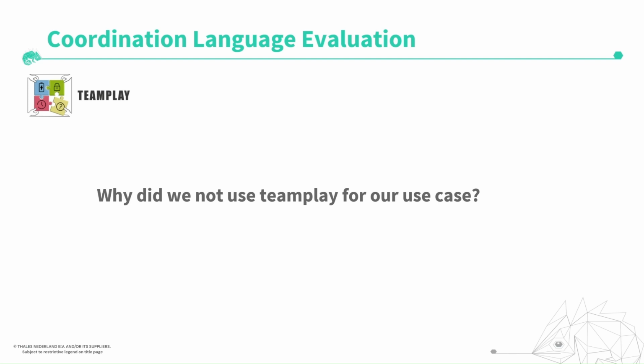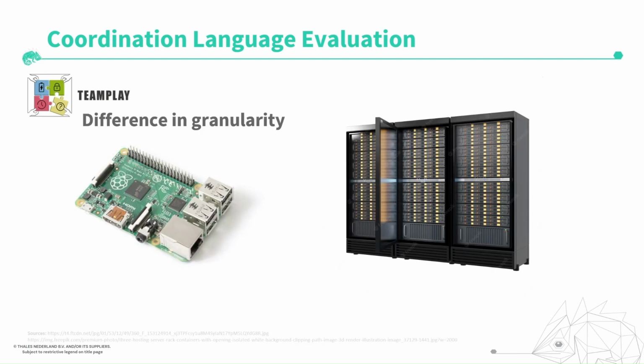So all of this begs the question, why did we not use the coordination language to implement our use case? The first reason is a difference in granularity. Team play is designed with the environment of multi-many-core heterogeneous platforms in mind, with the goal of minimizing the chance of failure in a single core and simultaneously maximizing the lifetime of the platform, whilst a typical naval radar has entire server racks of available resources, each of which has many cores, making the failure of a single core negligible. Thales' interests therefore lie in applying more redundancy on the node level.